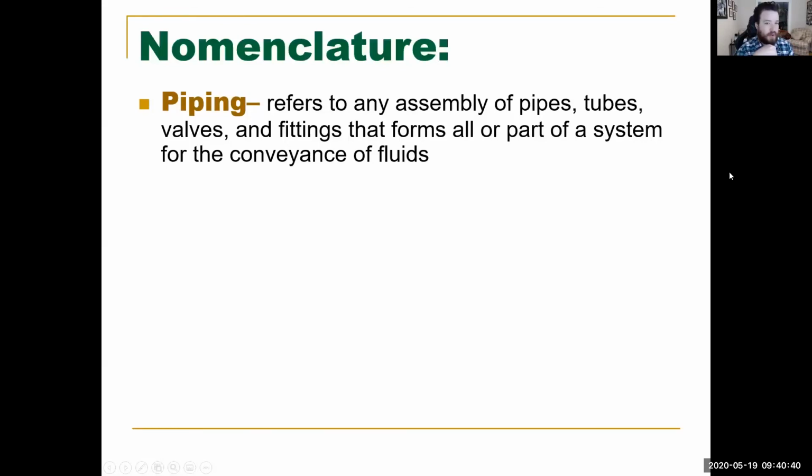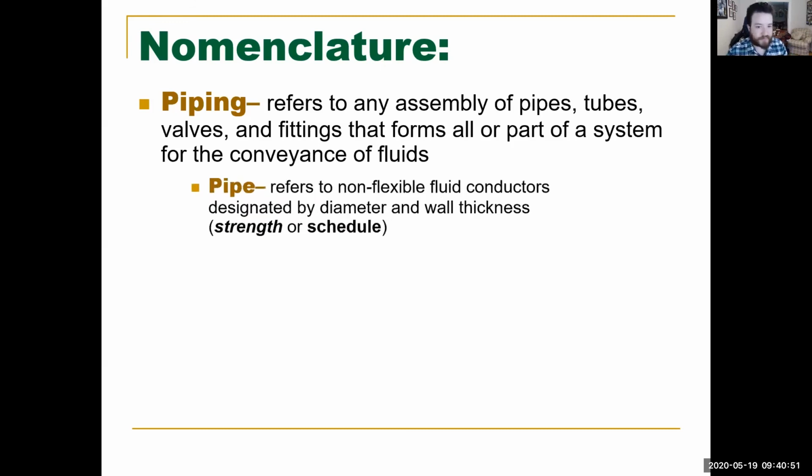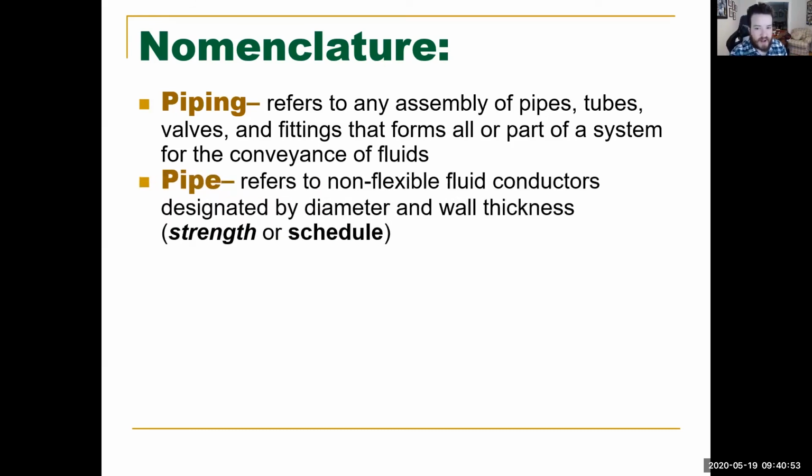All right, so going through with nomenclature. Piping refers to any assembly of pipes, tubes, valves, and fittings that form all or part of a system that conveys fluids. Pipe refers to non-flexible fluid conductors designated by a diameter and wall thickness, either strength or schedule.